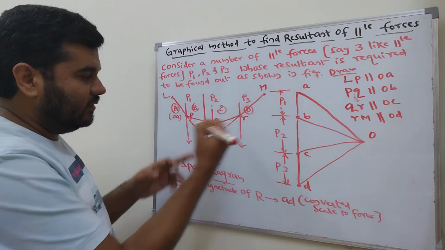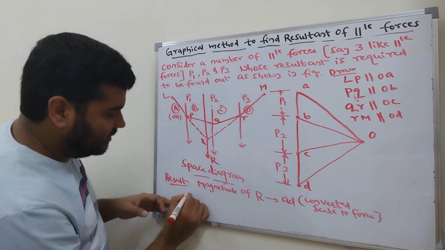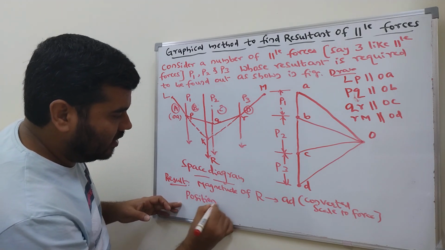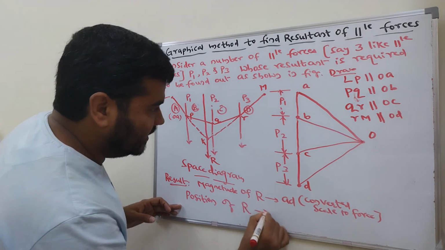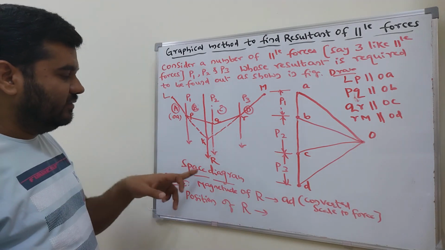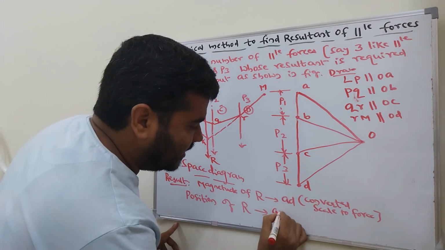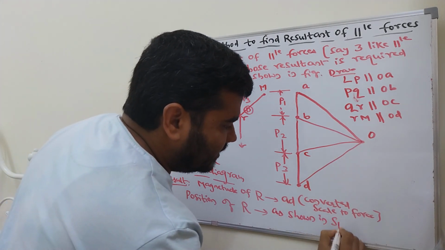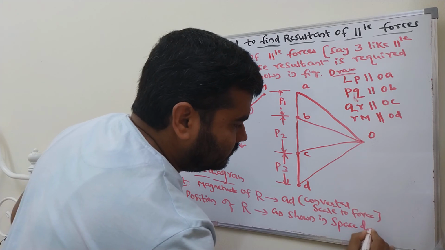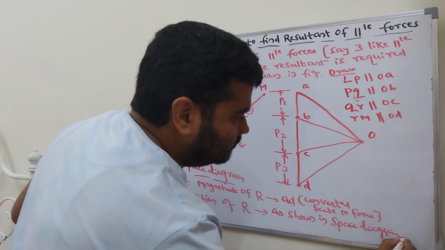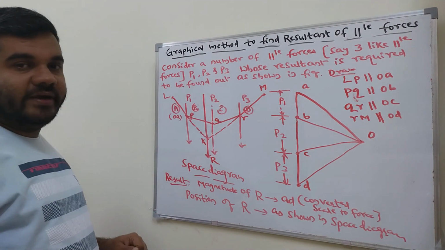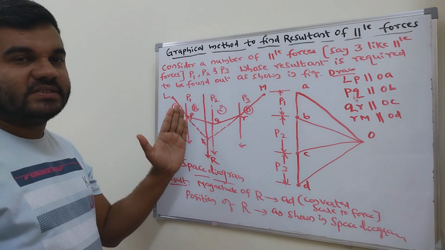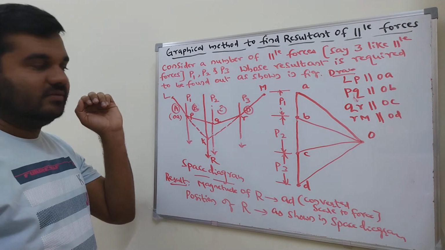Next, the magnitude you found out. Now the position of the resultant, where it will be situated. The position of R is as shown in the space diagram. Okay. This is how you need to find the resultant of all the parallel forces by using the graphical method.